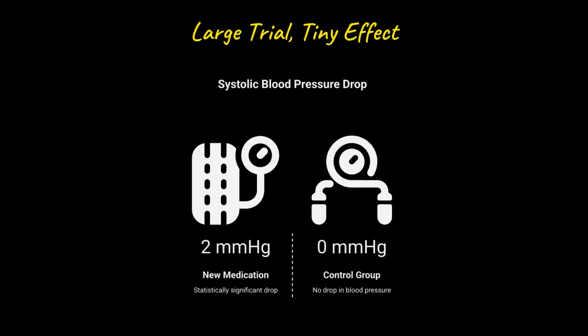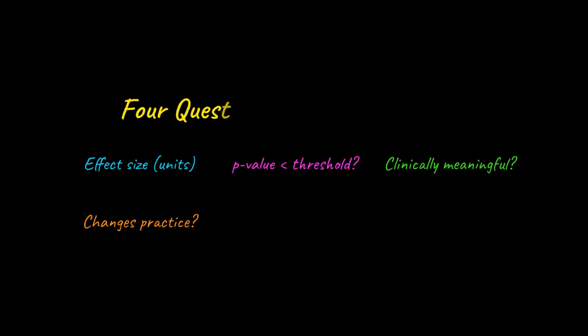Imagine a trial of 10,000 patients that detects a 2 mm of mercury drop in blood pressure with a p-value below 0.05. The result is statistically significant. Chance is an unlikely explanation. But a 2 mm drop falls well below the 5 to 10 mm threshold considered clinically meaningful, so the finding does not change treatment decisions.